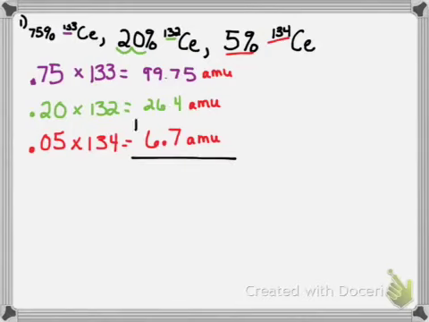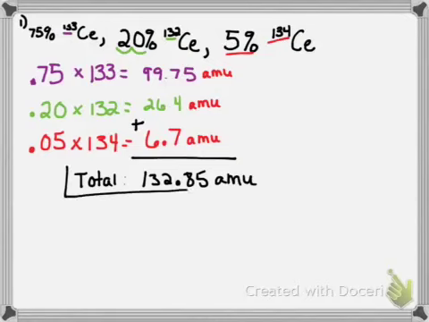And so if we add 99.75, 26.4, and 6.7 AMU, our total, or our average atomic mass, is going to be equal to 132.85 AMU. And so that is our final answer. That is our average atomic mass after we've taken into account the relative abundances of each isotope.